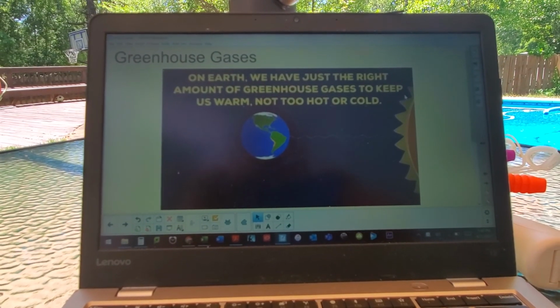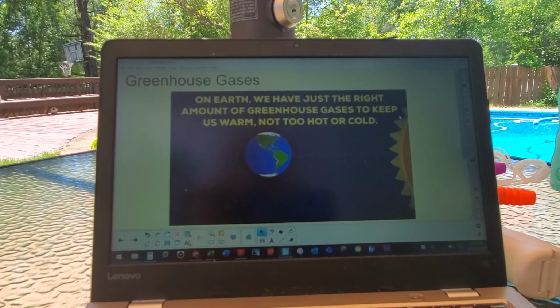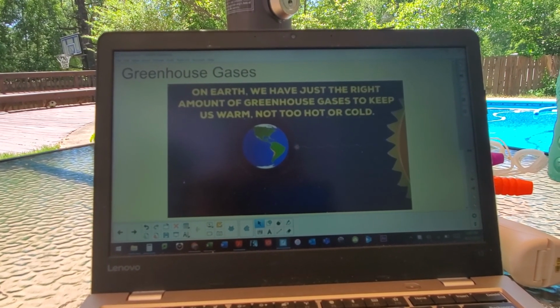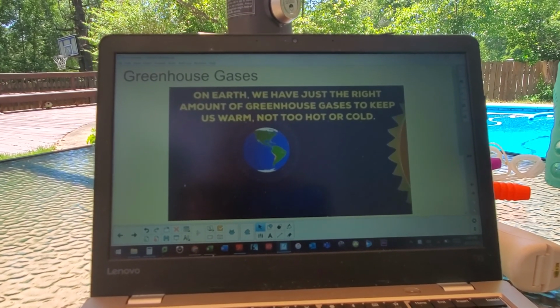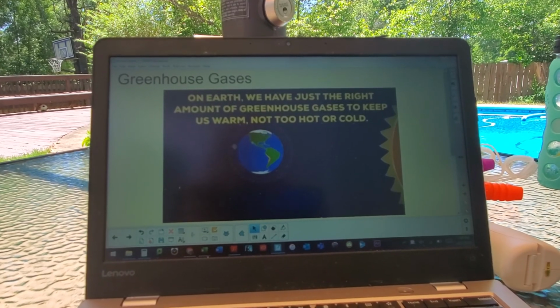Okay, so greenhouse gases. On Earth, we have just the right amount of warm. It's not too hot or too cold. As the sun's light comes in, the Earth's atmosphere traps the heat, so light comes in, heat gets trapped, and it keeps the Earth nice and warm. So when you're on the backside of the Earth during the nighttime, it's not freezing.